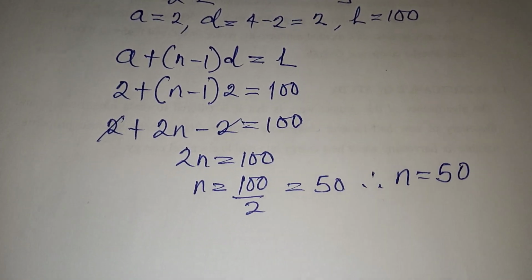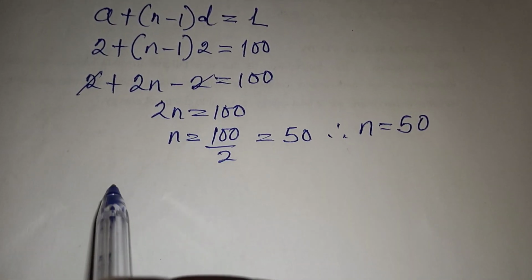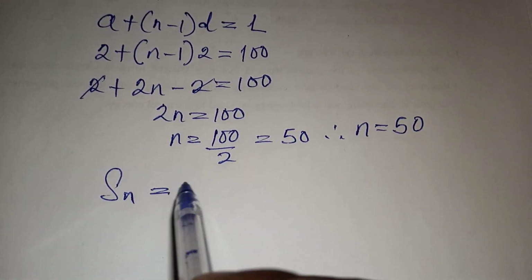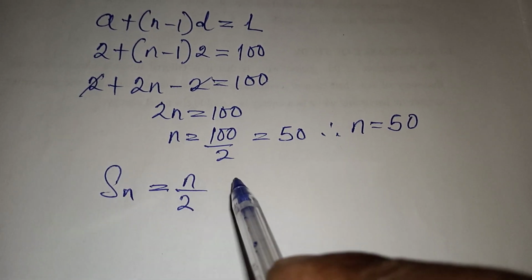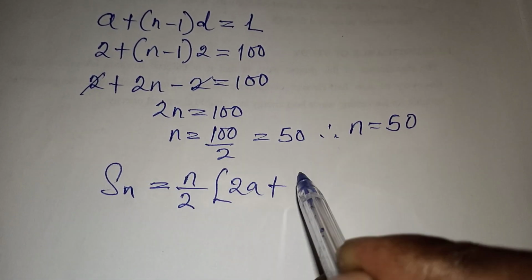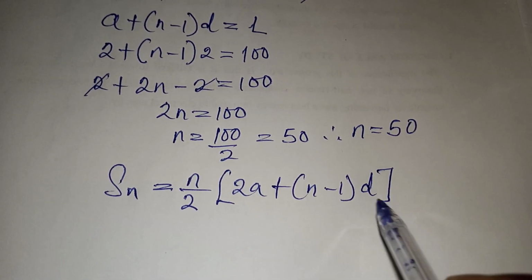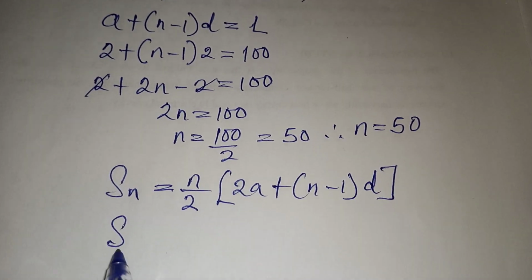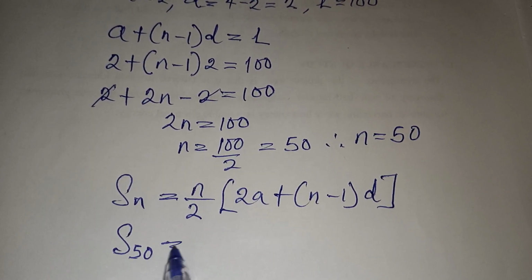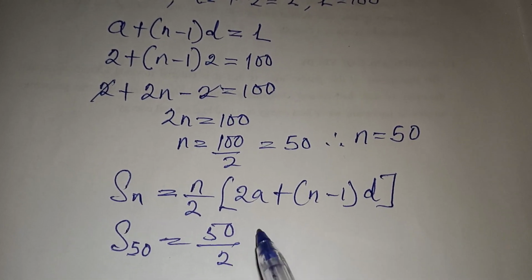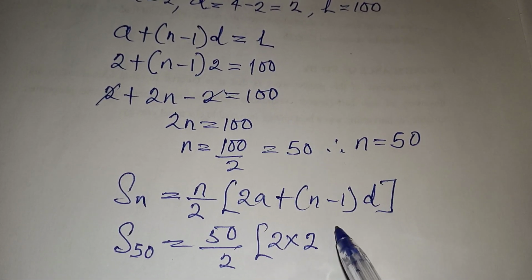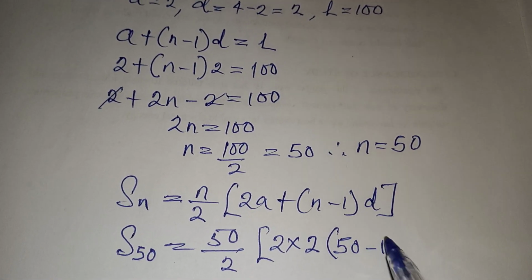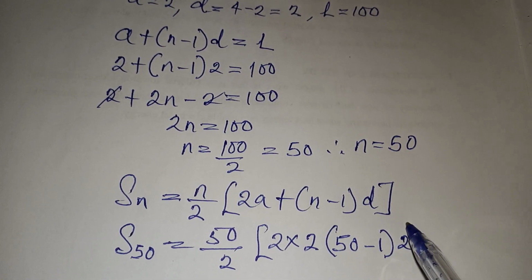This was what could not allow us to solve using the other formula. Now you can apply that formula and substitute whatever you've gotten into it. So we have n over 2, sometimes you can use 1 over 2 n, it's still the same thing, times 2a plus (n minus 1)d. We are looking for S subscript 50, equal to 50 divided by 2, into 2 multiplied by 2, which is a, the first term, plus 50 minus 1, and the common difference is also 2.